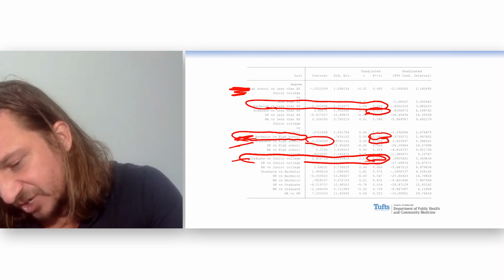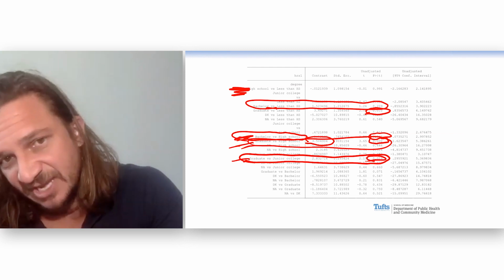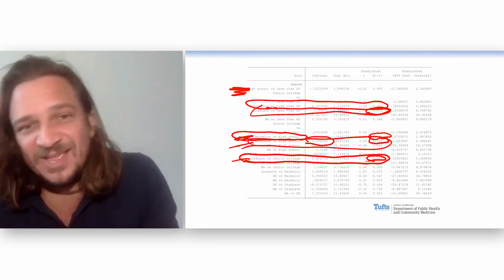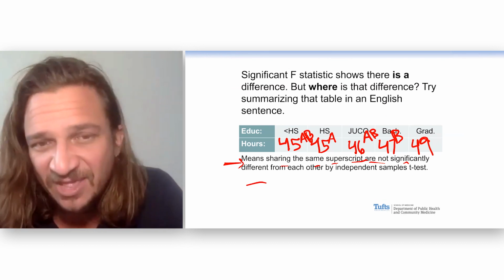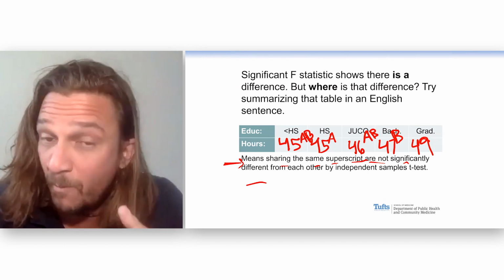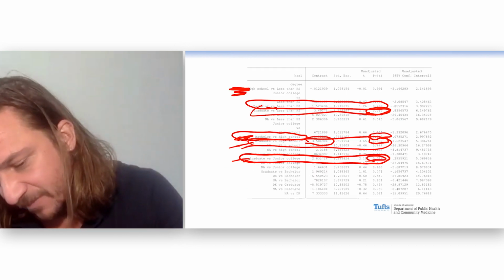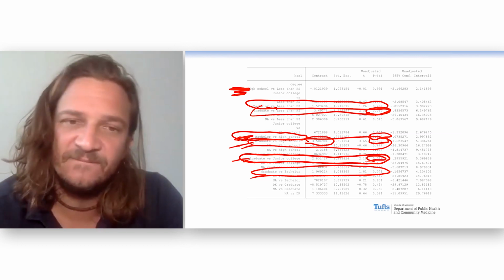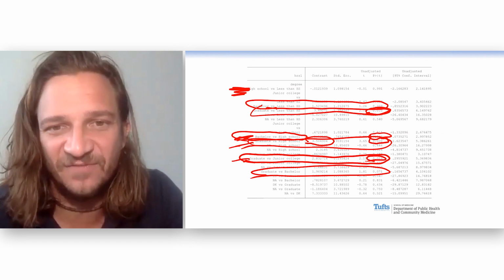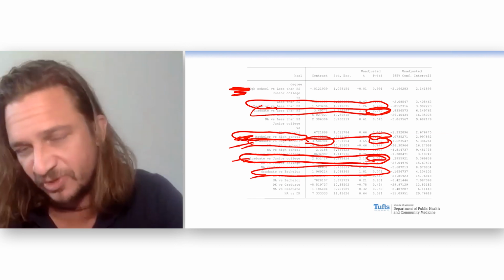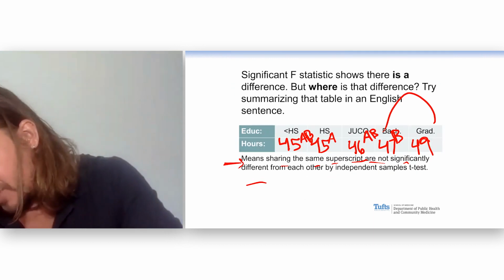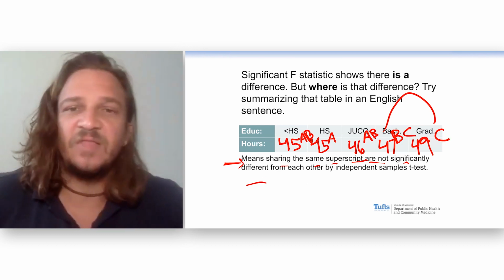versus junior college is different. Graduate school versus high school is different. Graduate versus less than high school is different. So you might think, oh, that's fine. Graduate doesn't really need anything because it's different from everybody. But this pairwise comparison, graduate versus bachelor, dang it, they're not significantly different. So they have to share a superscript. Well, we could add another symbol, C, like this.